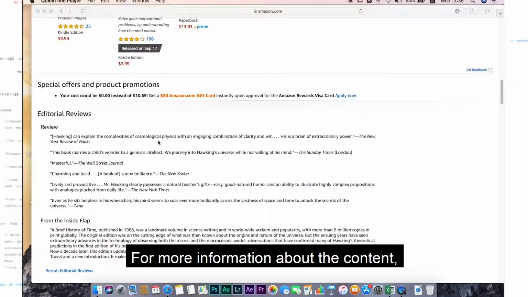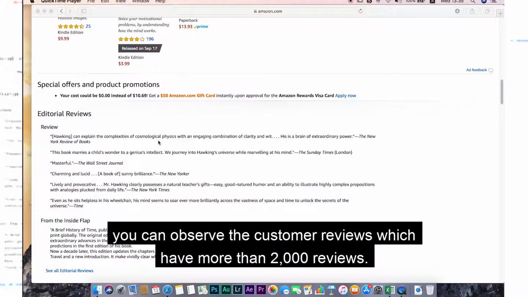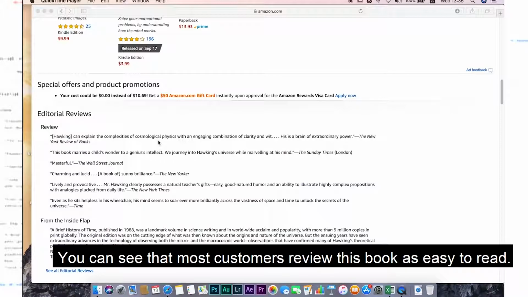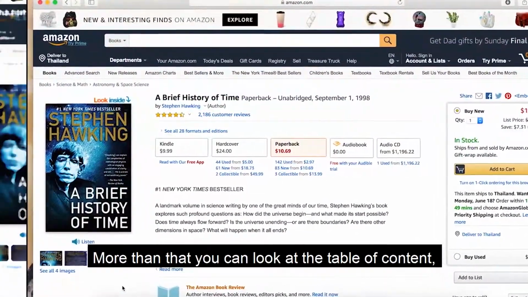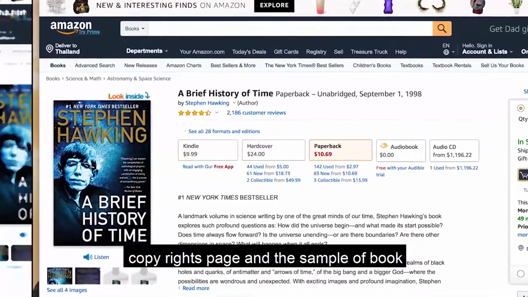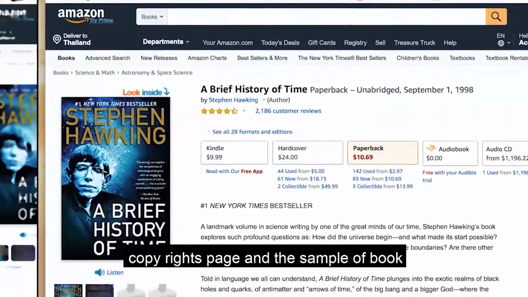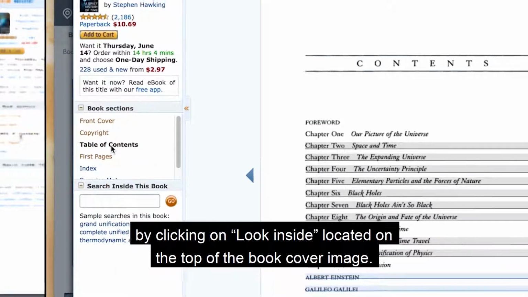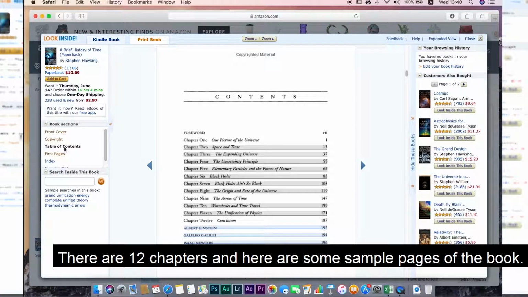For more information about the content, you can observe the customer reviews, which have more than 2,000 reviews. The average review is 4.5 stars, which is very good. You can see that most customers review this book as easy to read. More than that, you can look at the table of contents, copyright page, and the sample of the book by clicking on Look Inside, located on the top of the book cover image. There are 12 chapters, and here are some sample pages of the book.